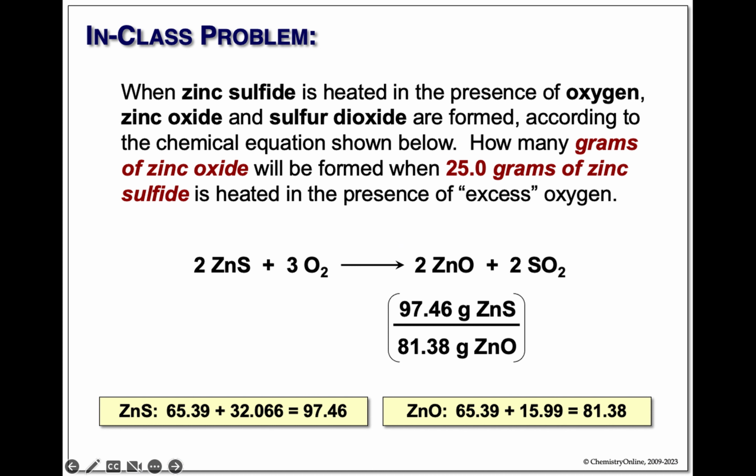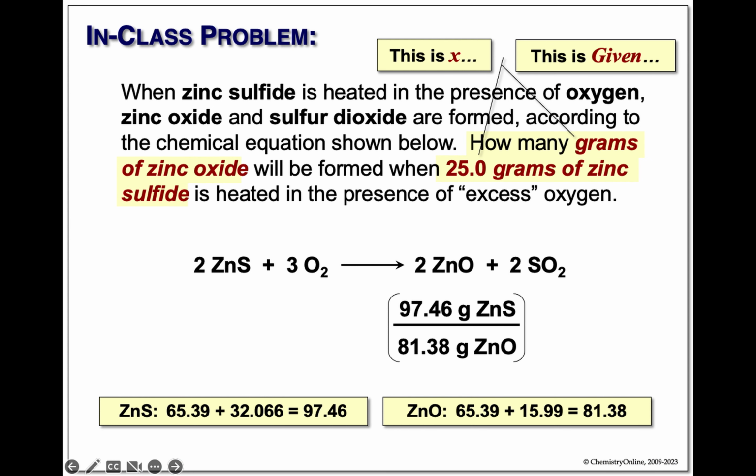This is what we're trying to find, zinc oxide. We are given 25 grams of zinc sulfide, and suddenly we realize that we've set this up wrong. This is X, that should be on the top, it's going to be on the bottom, and this is given, so we wind up with this. This happens all the time. Remember, find over given is what you want.